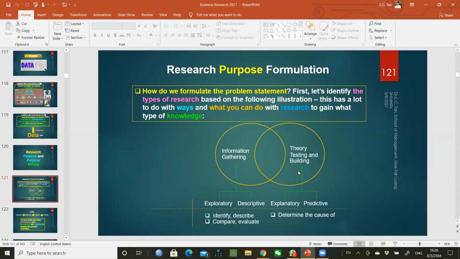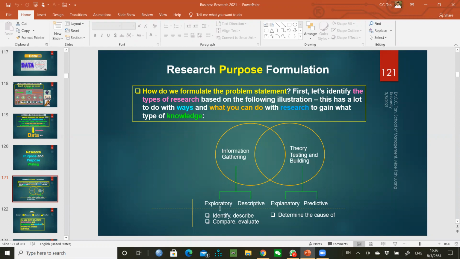Okay, and so our research therefore is trying to make use of information gathering and theory testing, simultaneously, not necessarily separating them, and forming a research purpose.